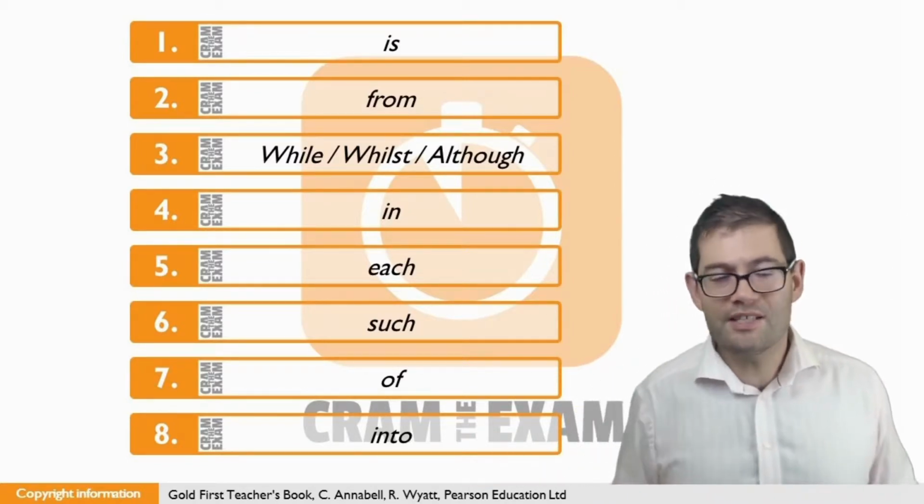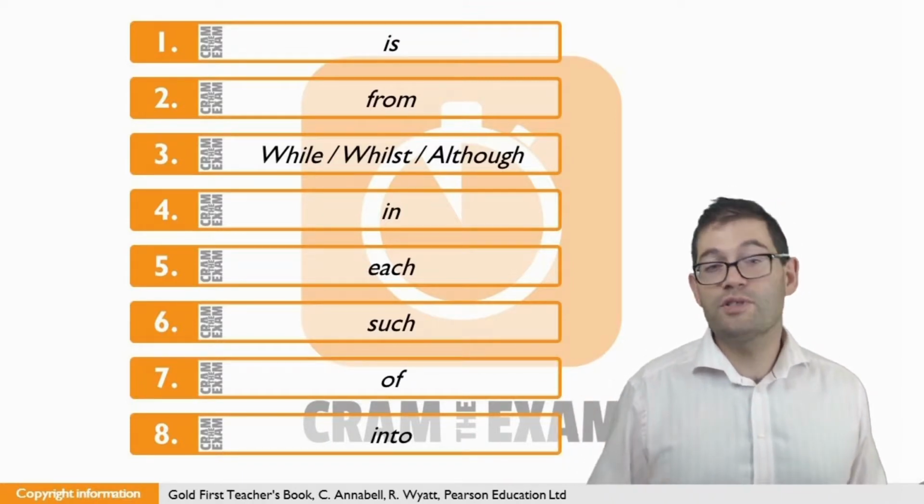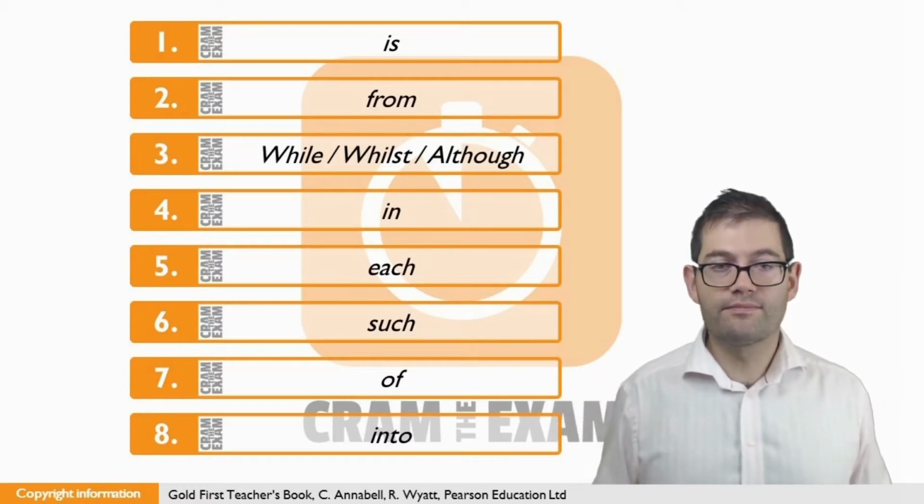Question number 7, easy peasy. After result, we need the correct preposition. What's the preposition that we need? Of, as a result of the research.